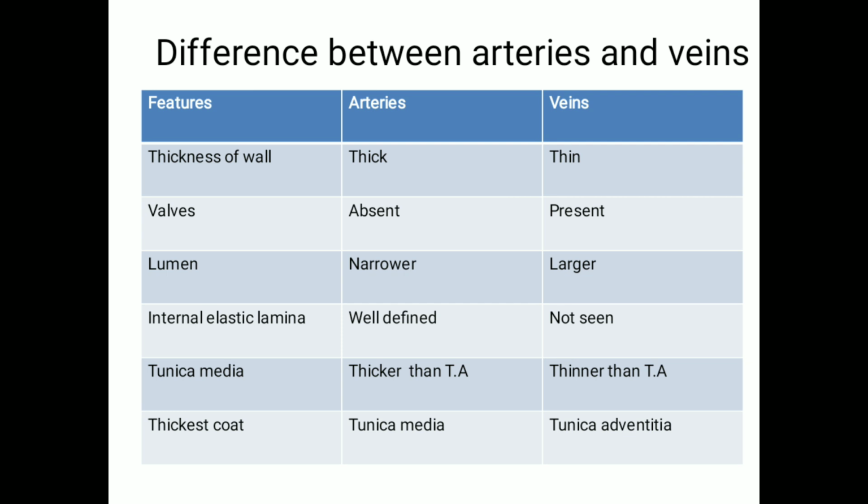Then tunica adventitia: in artery it is thin, whereas in vein the tunica adventitia layer is thickest. Which is the thickest coat? In the artery it is tunica media, whereas in vein it is the tunica adventitia. So this is the difference between the arteries and the veins.